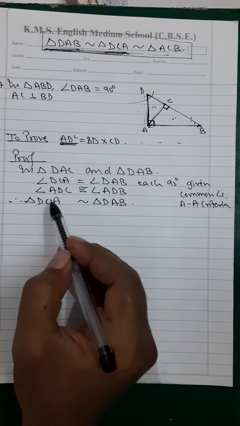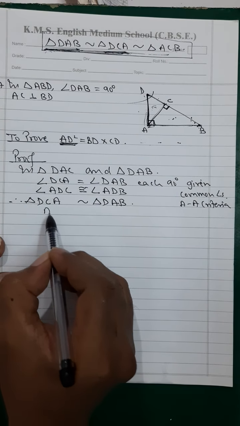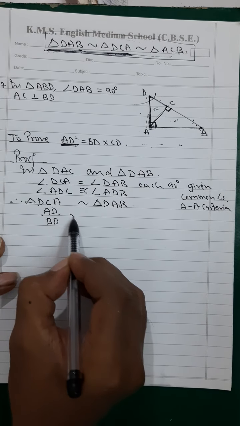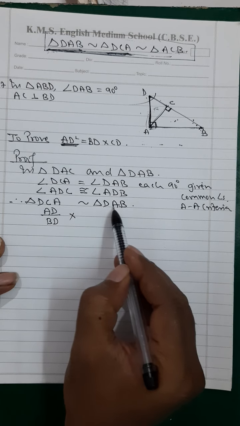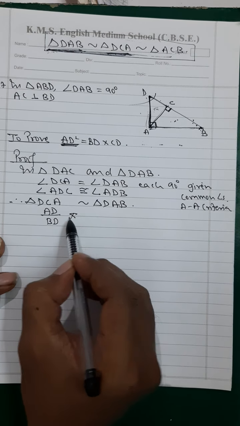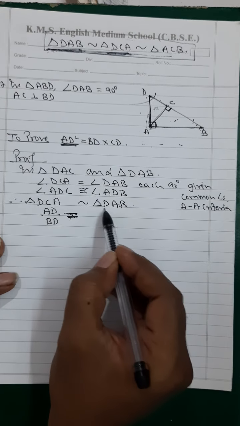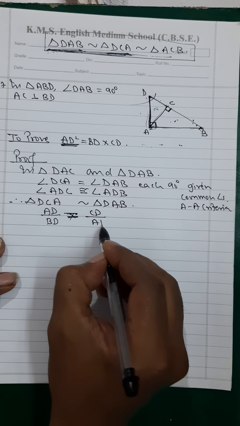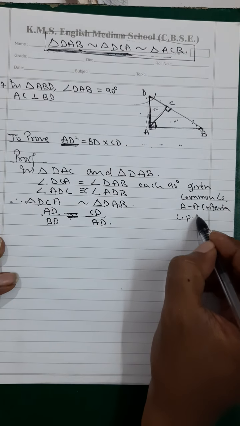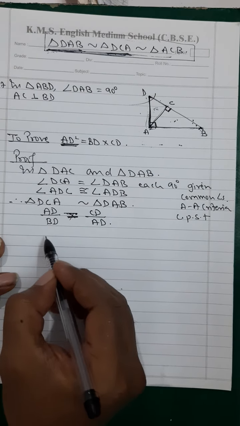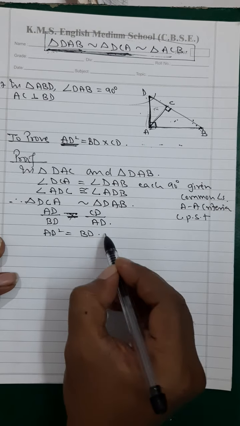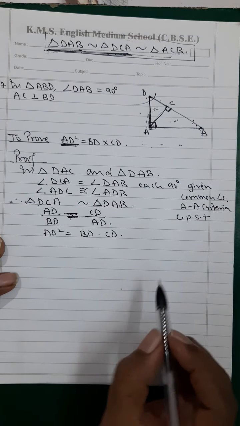Now I will have to go to AD square. Once I take AD from here, I will have to jump over AD upon BD. Now the second AD is present over here. Here also I will take first two, CD upon AD. Corresponding parts of similar triangles. And now if I cross multiply this, AD square is equal to BD into CD. This is what I have to prove.